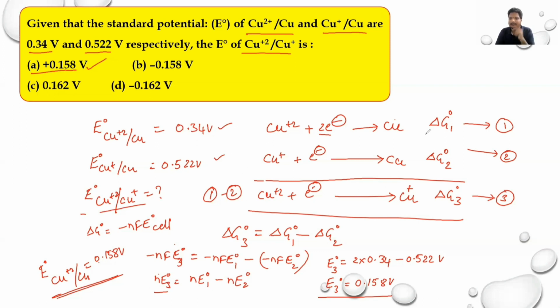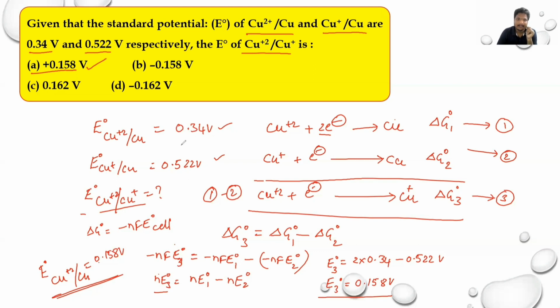The standard free energy change for each reaction can be assumed as delta G1, delta G2, and delta G3. So you will get delta G3 by subtracting delta G2 from delta G1. Here we know that delta G naught is equal to minus nF E naught of the cell. Is it right? Where n is the number of moles of electrons and F is the Faraday's constant, that is 96,500 coulombs, which is a constant, and E naught of the cell.